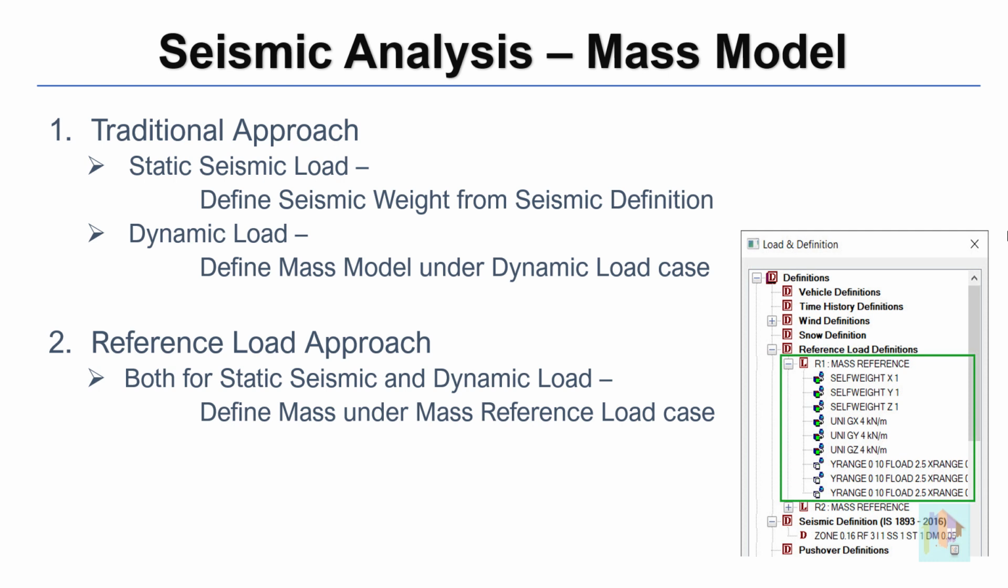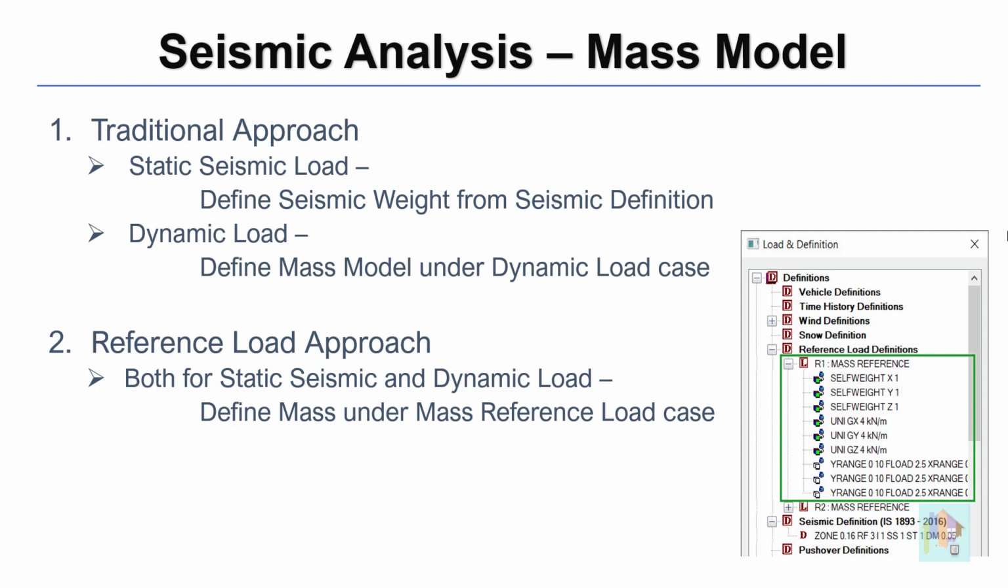We can add a mass model under a mass reference load case, and during static or dynamic analysis, seismic weight is calculated directly from this load case. This is the easiest approach as we don't have to define separate weight for static and dynamic analysis.